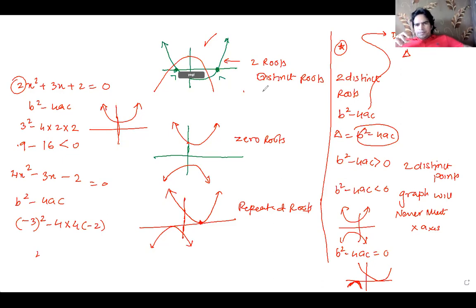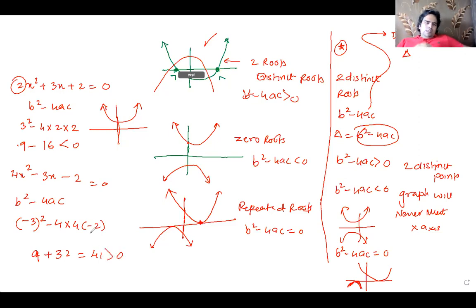For this part, b squared minus 4ac is more than 0. For this part, b squared minus 4ac is less than 0. For this part, b squared minus 4ac is equal to 0. So this is now coming as positive 9 and positive 32, which is 41, a positive number. So in this case, when you sketch the graph, it is going to cross the x-axis at two distinct points. So it'll cut the x-axis at 2 points.